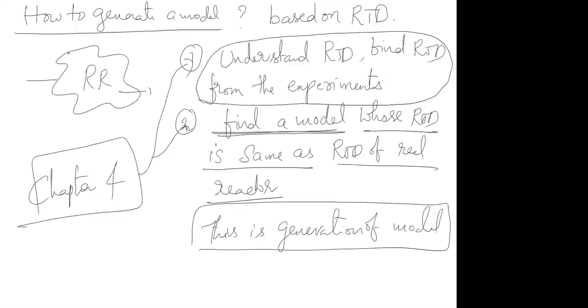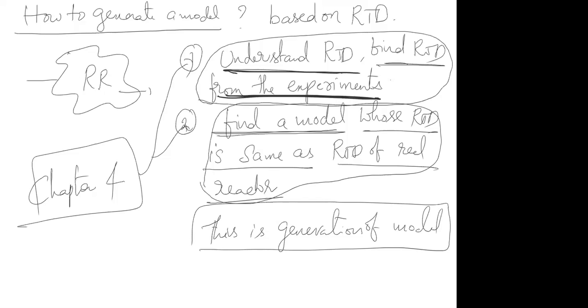This is what we will do as a first part: how to generate an RTD. The second point I'll explain later on: find a model. How do you find a model which gives the same RTD? You have to do experiments and find the RTD. Understand that finding out RTD is from experiments only. You should do experiments and find out the RTD.